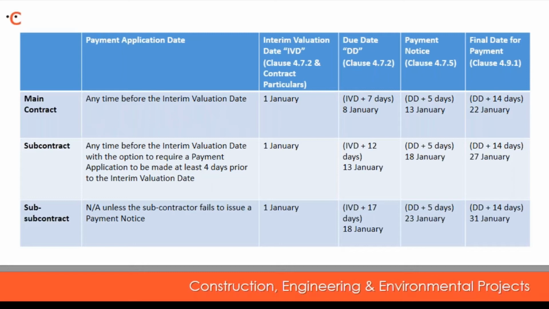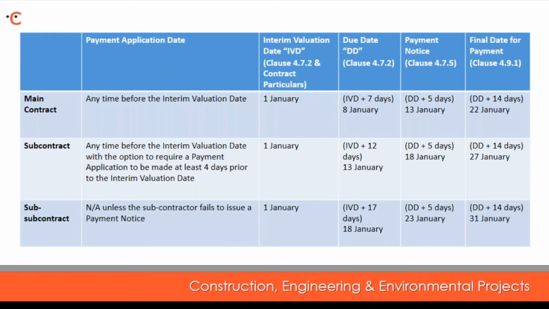So the changes to the payment regime in the subcontract and sub-subcontract are shown in the table on the slides. Under the subcontract, the interim valuation date is the same, i.e. the 1st of January, so the same date as in the main contract. There is the option to require the subcontractor to submit its payment application at least 4 days prior to the interim valuation date to ensure that its application for payment is included in the contractor's application upstream to the client.